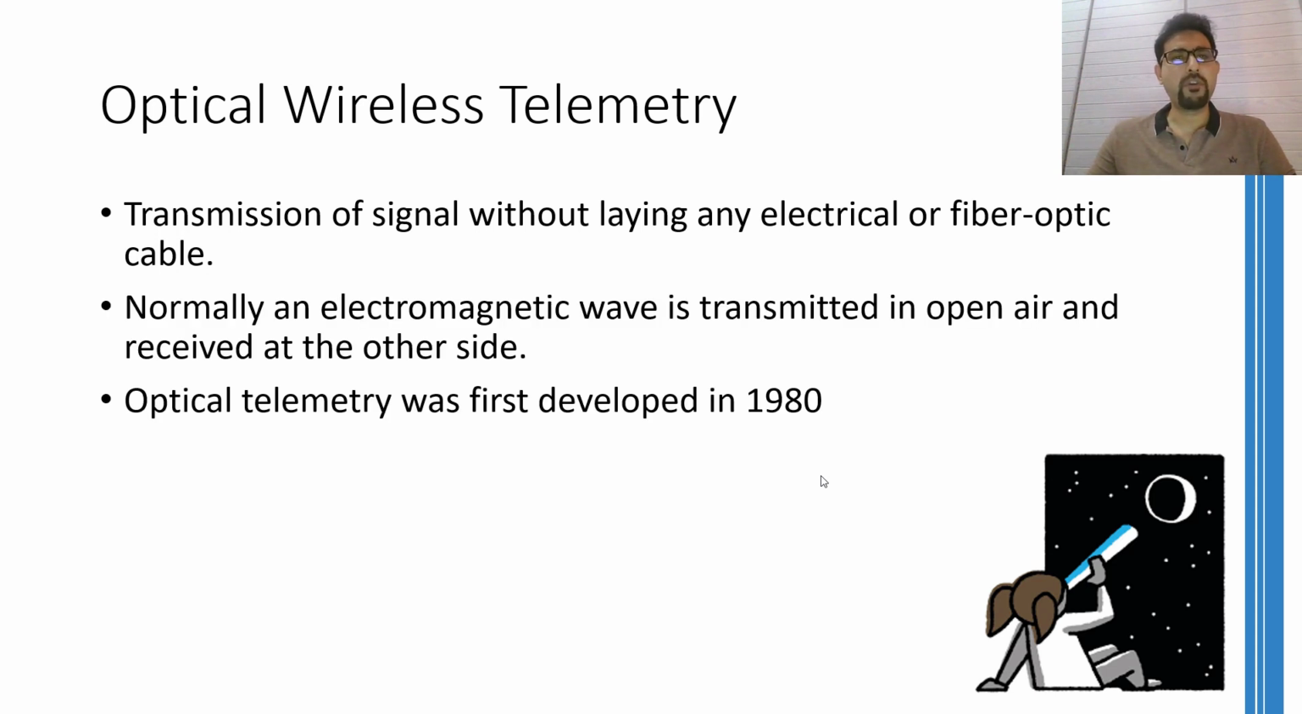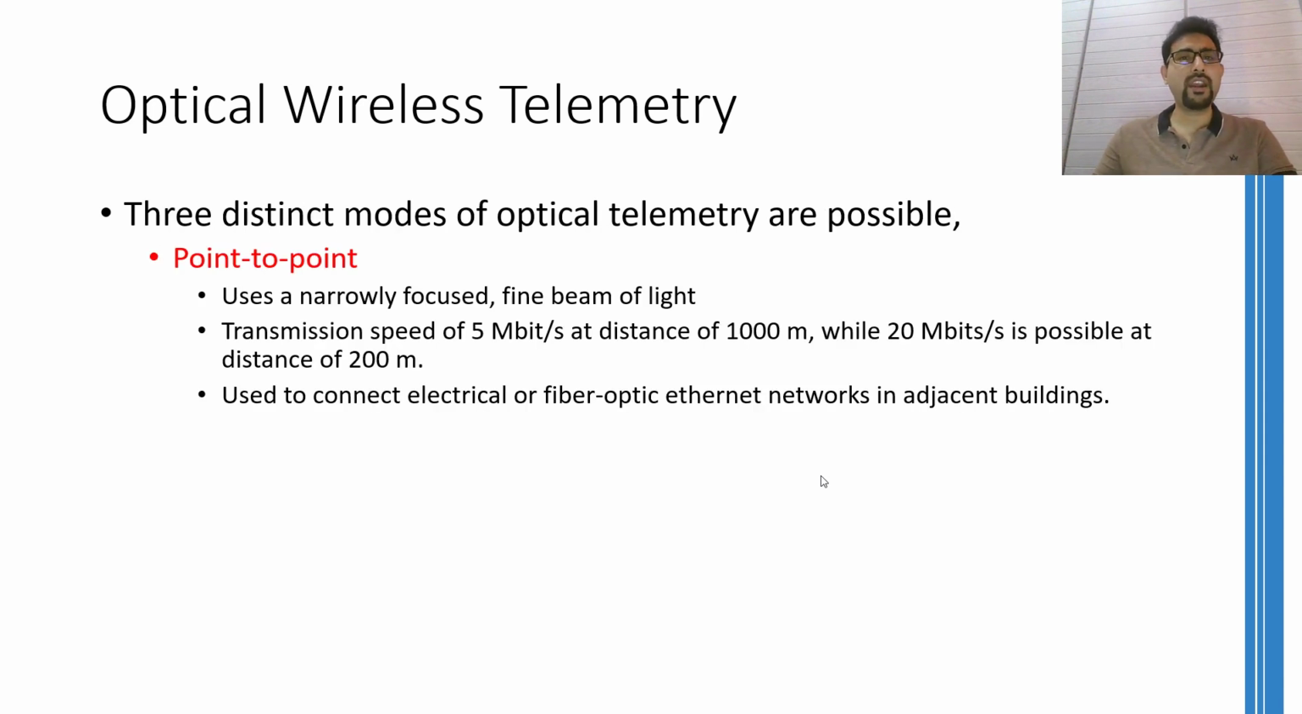Before the invention of fiber optic cables, the information transfer using the visible light was already developed. Basically, there are three different modes of optical telemetry. The first one is point to point. In this mode, we are going to use a focused light source, just like a laser light, to transfer the signal from one location to the other location.